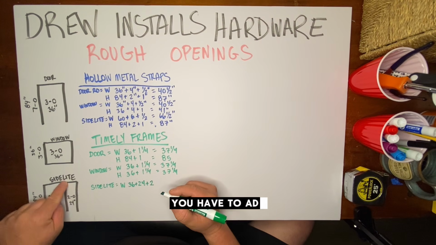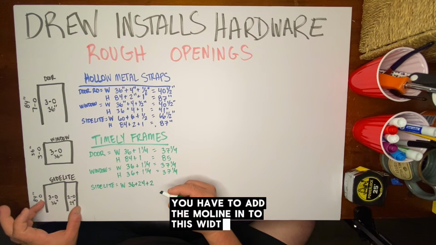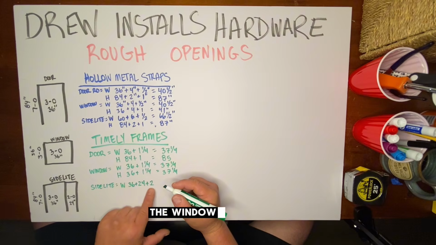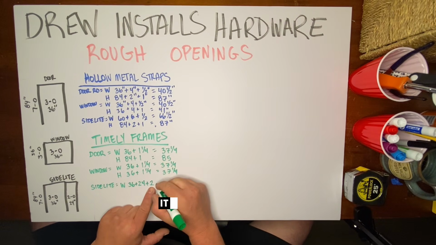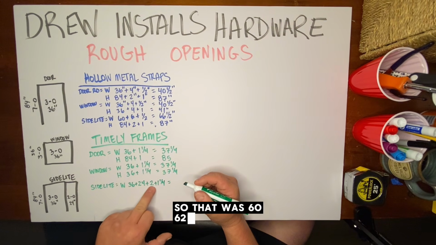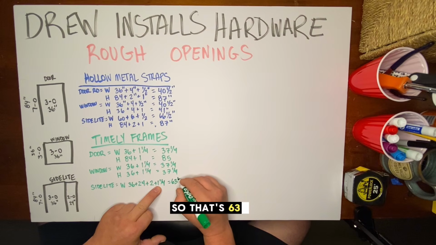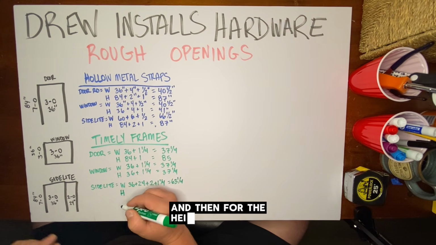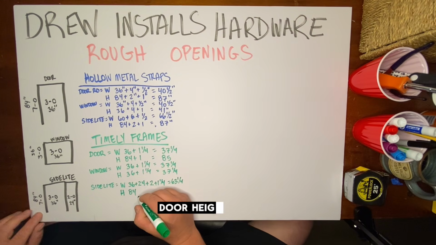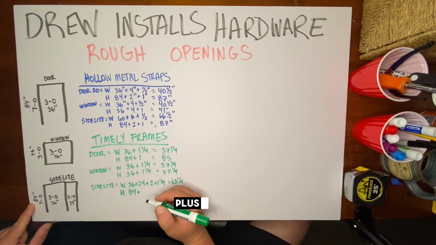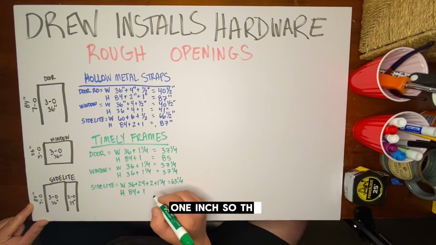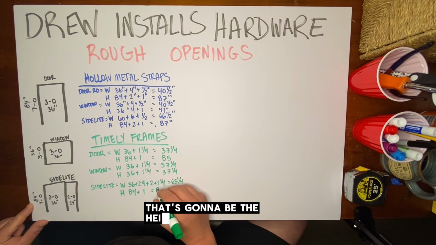But that's the important part. You have to add the mullion in to this width to calculate the rough opening. So that's the door, the window, the mullion, and then the extra space it tells us to add, the 1.25 inches for width. So that was 60, 62, 63. So that's 63 and a quarter. And then for the height, I think the height's going to be the same as all this. It's our nominal door height, which is 7/0, 84 inches, plus it tells us to add 1 inch. So that equals 85. That's going to be the height for the side light.